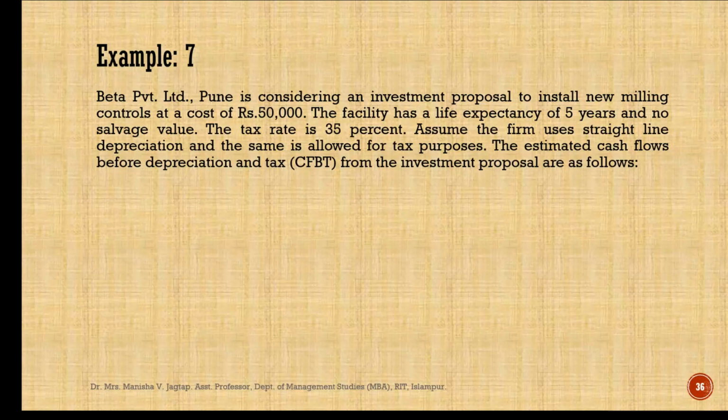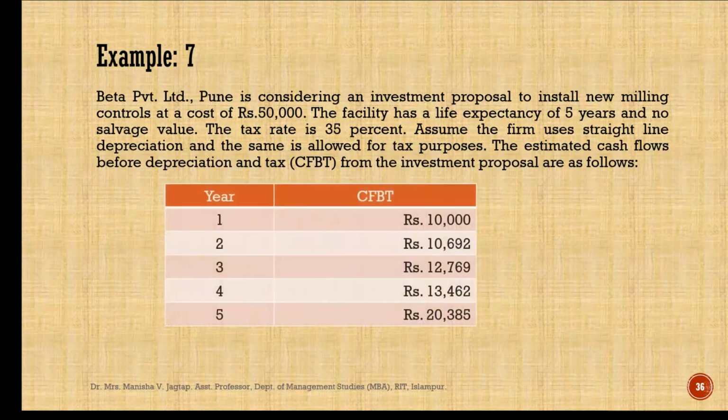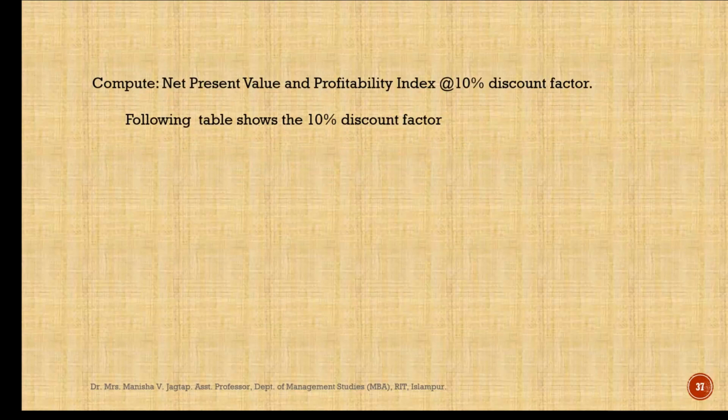This facility has a life expectancy of 5 years with no salvage value. The tax rate given is 35% and the firm is using the straight line method of depreciation, and the following is the cash inflow given, which is before depreciation and tax. So 5-year information concerning cash flow before depreciation and tax. Now they are saying that you are required to compute net present value and profitability index at a 10% discount factor.